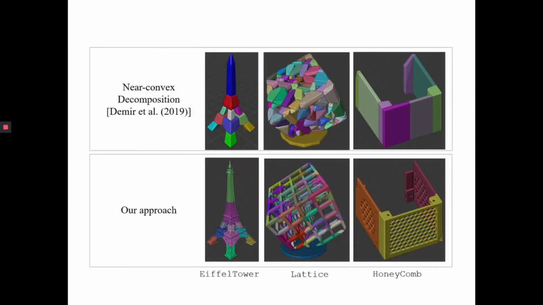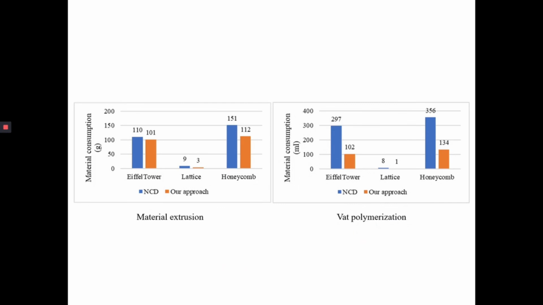Additionally, we compared our optimization approach with a similar study that applied VHACD. As you can see, the geometry of original models is maintained in our approach. This could be critical in lattice and honeycomb structures. When we compare material consumption between the two studies, our approach can save a lot of input material.